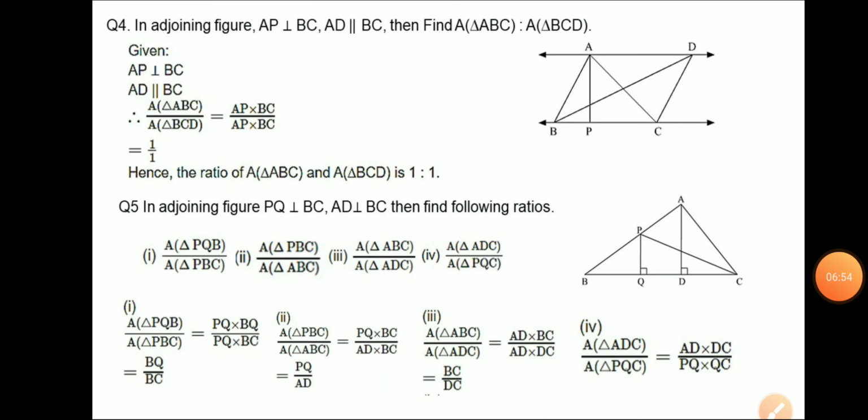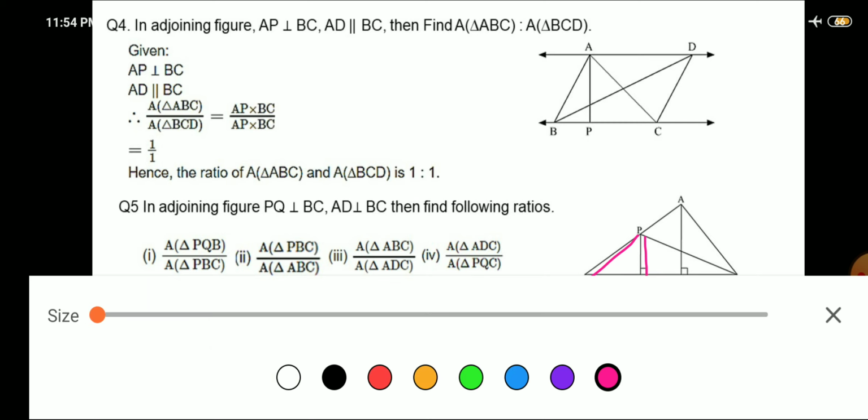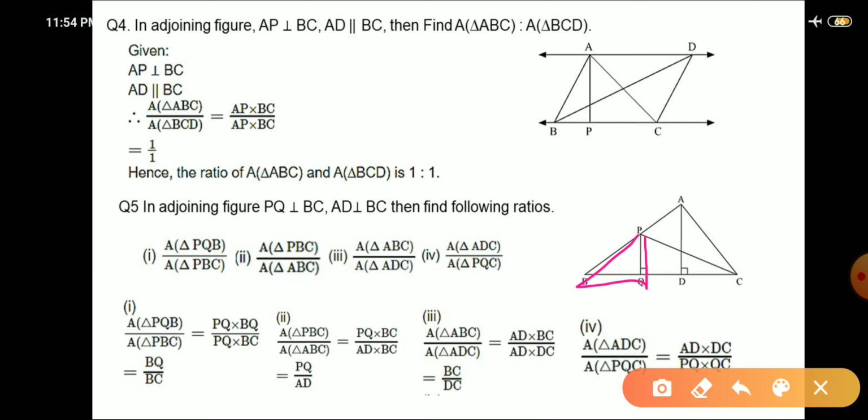Let's see example number 5. In the adjoining figure, PQ is perpendicular to BC and AD is perpendicular to BC. Then find the following ratios. Here we have to find the following ratios, of which the first is the area of triangle PQB and triangle PBC.